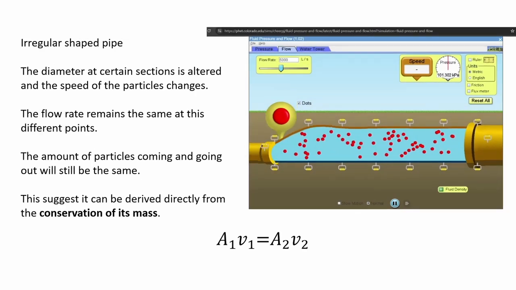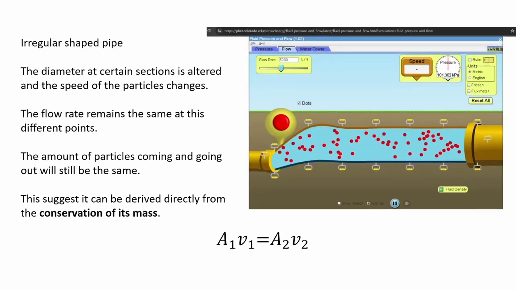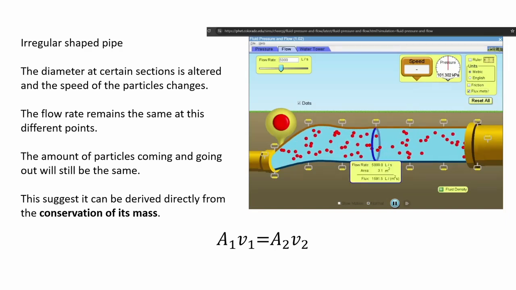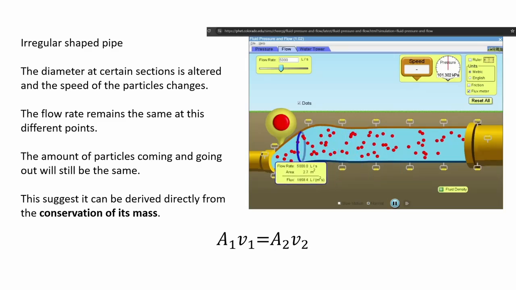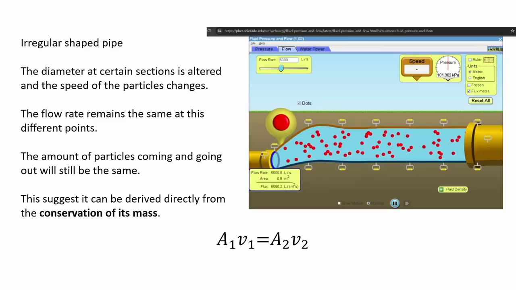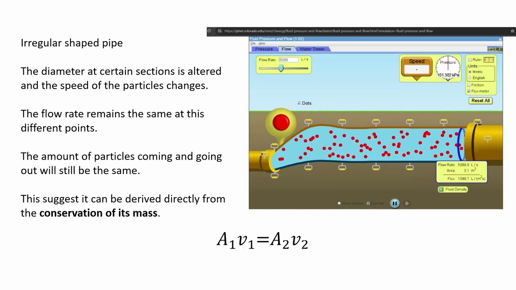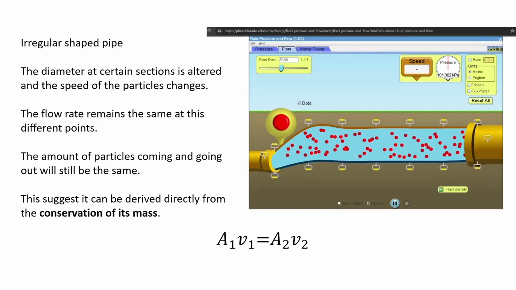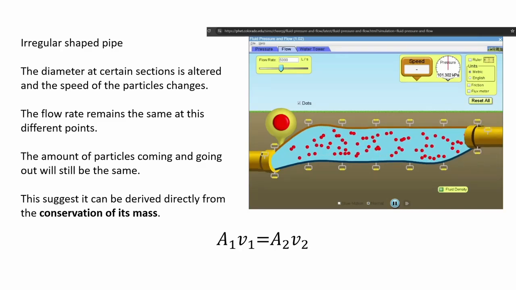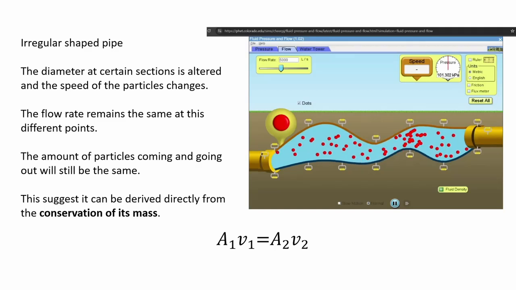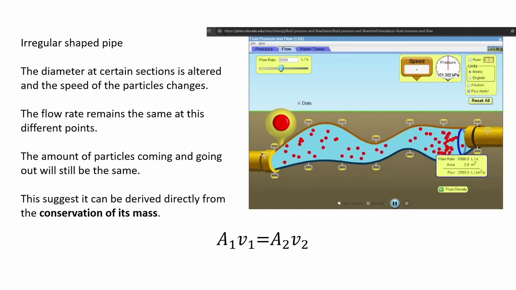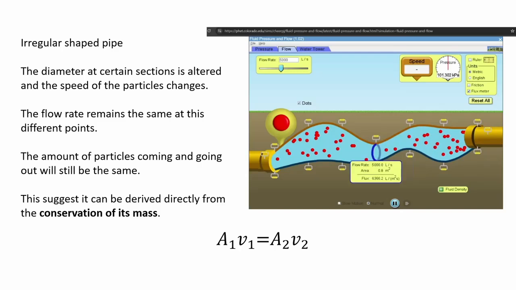The pipe has an irregular shape. The diameter at certain sections is altered and the speed of the particles changes. The flow rate remains the same at these different points. The amount of particles coming in and going out will still be the same. This suggests conservation of mass, which allows us to directly obtain the relationship with the continuity equation as shown here. The continuity equation shows the relationship of the cross-sectional area and speed at both ends. As the cross-sectional area changes, the speed also changes, but the flow rate is kept constant.